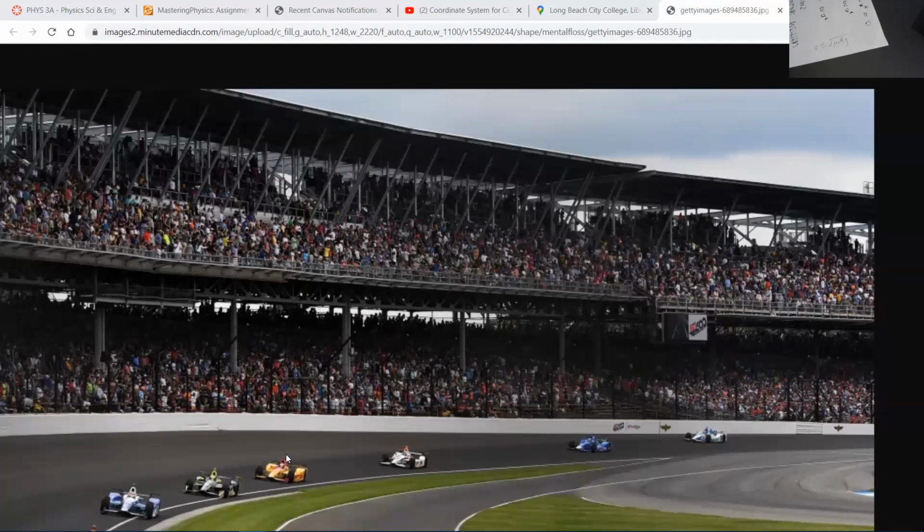If it were not for that bank angle, which is sometimes called the super elevation among civil engineers, if I recall correctly, there's no way the cars could go that fast. Same thing for freeway interchanges.